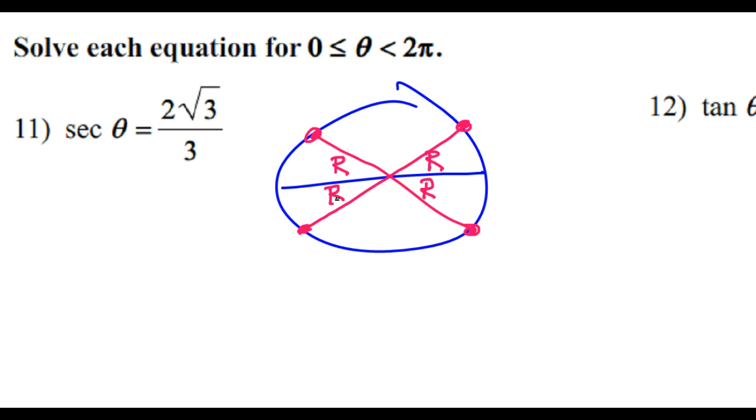And so reference angles, when you take a trig function of an angle, it's always the same as the reference angle, except two of these will be positive and two of them will be negative. So if I want to find the angle that will give me positive 2 radical 3 over 3, there'll be two of them. All right, it'll be the two that are positive.